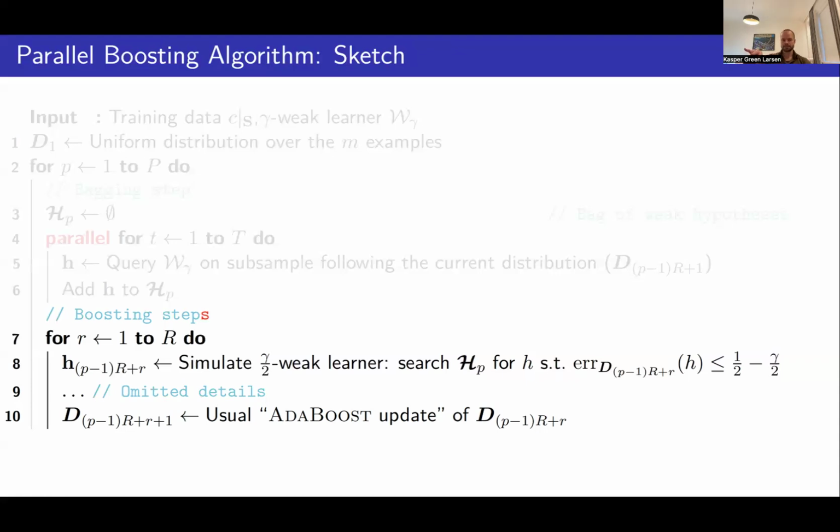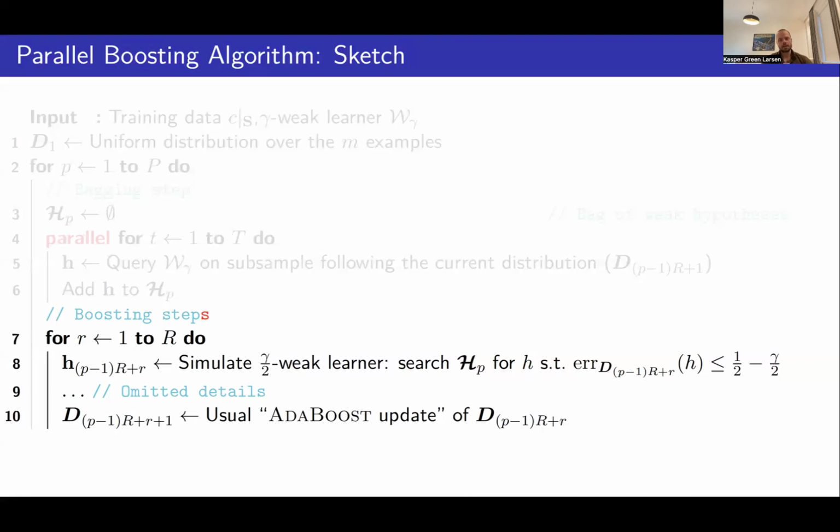We update the distribution, and then we look again in the same bag. We're not going to do more training. We look in the same bag for hypotheses with error at most a half minus gamma half on this new distribution. And the hope is that we can repeat this for R steps. So we're not doing any training for R rounds, and still we're making progress in the same sense that AdaBoost would. That's the main idea. And again, we're only using inference here. We're only evaluating the performance of our classifiers on the training data set.